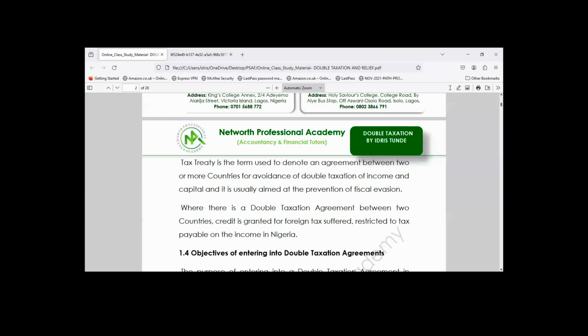If the income has been taxed in Nigeria and is going to the UK, instead of the UK collecting 20% company income tax, they will tax 10%. It depends on the content of the agreement. So an agreement between two or more countries for the avoidance of double taxation of income and capital is called a double taxation agreement. Another name for double taxation agreement is tax treaty.